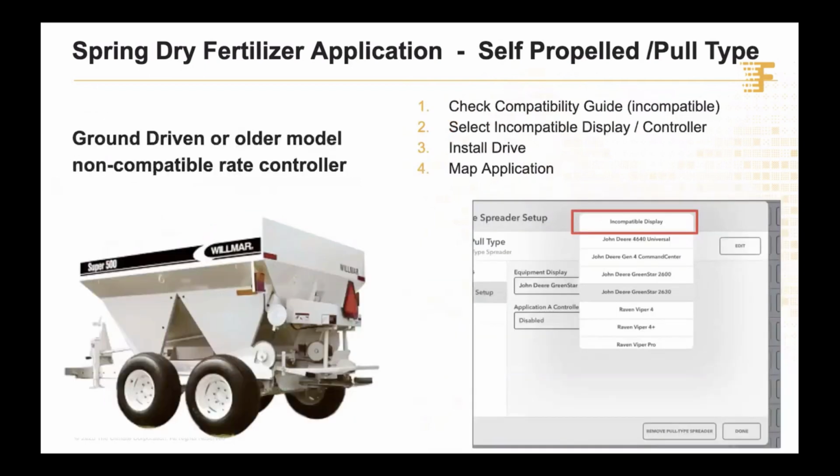We get into some scenarios here where somebody is pulling a ground drive cart or something that doesn't have a compatible rate controller. An example, some folks will go out and spread their pasture, and maybe that cart that they've rented from the retailer doesn't have the technology. You could still go out with the incompatible rate controller and display option. If the tractor's got GPS, you could still map this and get that coverage map and get that information pulled together.